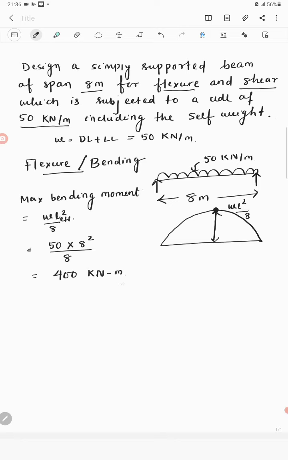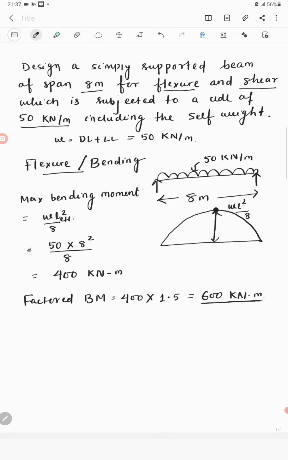Okay, now we have to consider the safety factor. So we will calculate the factored bending moment. I am multiplying the factor of safety, that is 1.5 for concrete. So this will be around 600 kilonewton meter. Okay, now we will find out what will be the required depth to resist this much amount of bending moment.